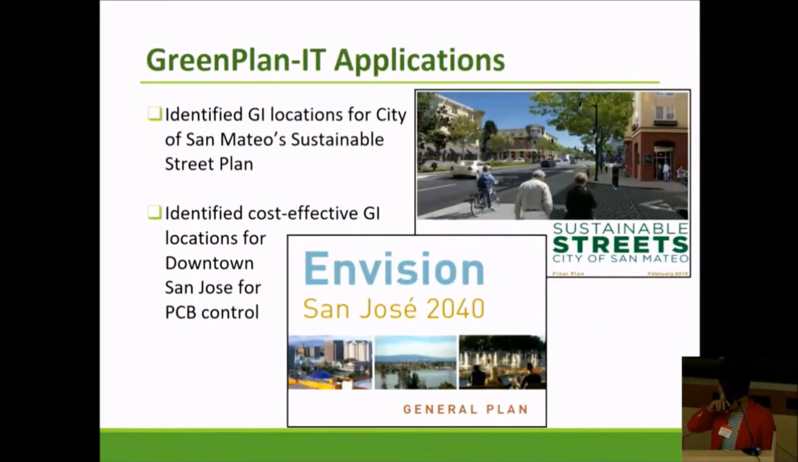Over the past few years, we have had a number of applications of this tool in several major cities in the Bay Area. The first one is for the city of San Mateo. We used a GIS analysis to help them identify potential locations for their sustainable street plan. The second application is in the city of San Jose. We applied the full toolkit, from GIS analysis to modeling to optimization, to help identify the cost-effective solution to control PCB to meet their permit requirement.